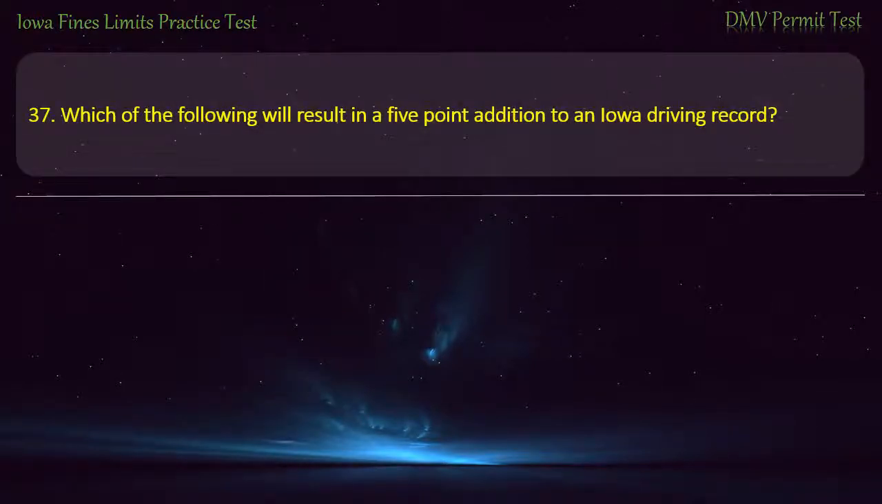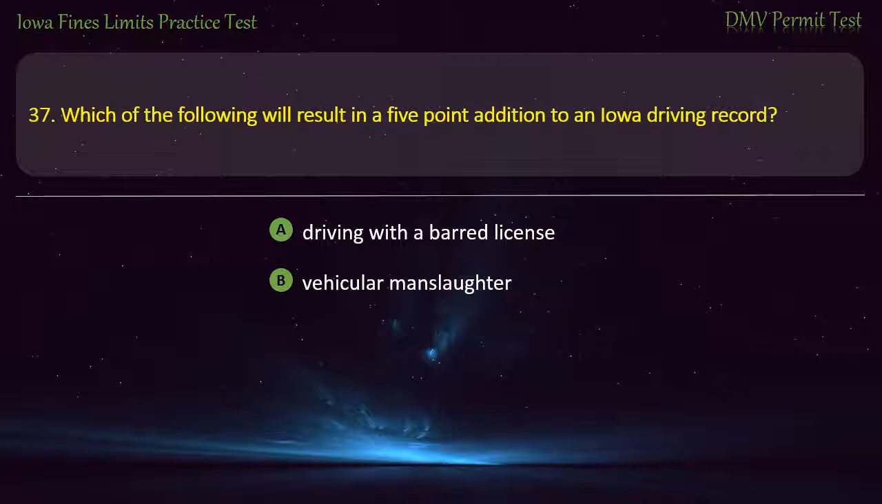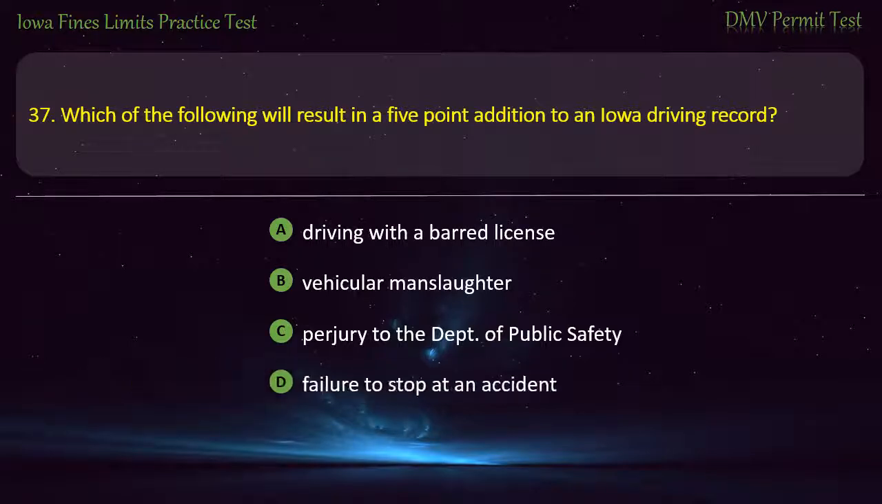Question 37. Which of the following will result in a 5-point addition to an Iowa driving record? Driving with a barred license. Vehicular manslaughter. Perjury to the Department of Public Safety. Failure to stop at an accident. Answer: Failure to stop at an accident.